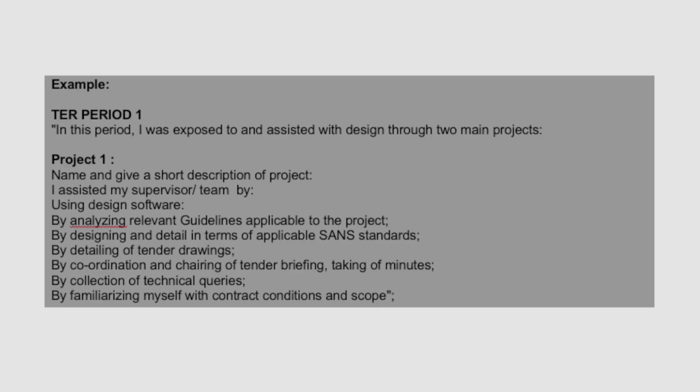You give a name and a short description of the project that you worked on. Example: I assisted my supervisor or my team by doing the following: using design software, by analyzing relevant guidelines applicable to the project, by designing and detailing in terms of applicable SANS standards, by detailing of tender drawings, by coordinating and chairing the tender briefing, taking the minutes during that time, by collating of technical queries, by familiarizing myself with contract conditions and scope.